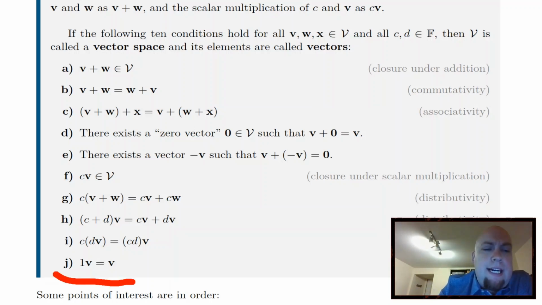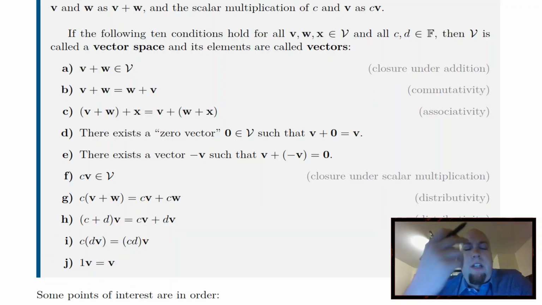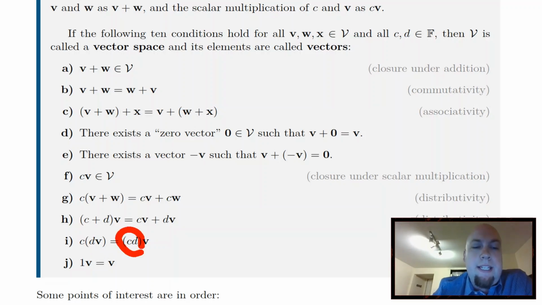Right? And then I and j down here, these are also, nothing too surprising happens here. I mean, these are just saying multiply by a scalar, then multiply by another scalar. Well, you could multiply the scalars together and then do scalar multiplication instead. Doesn't matter what order you'd use.